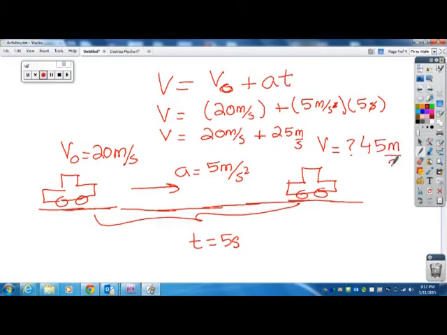So you can use your kinematics equation just to verify your answers, or you can come up with your answers using your kinematics equations and then verify it using your concepts.